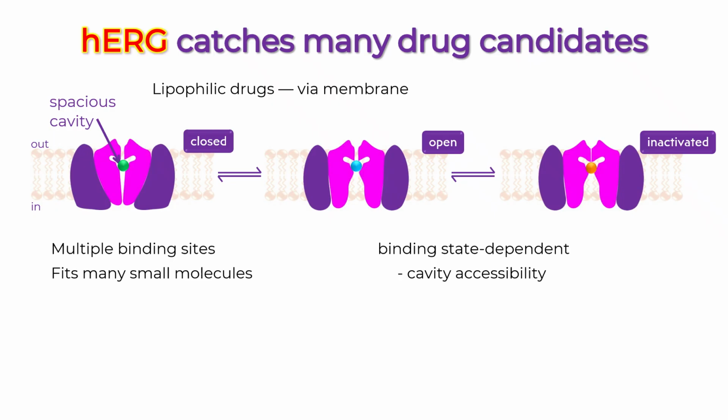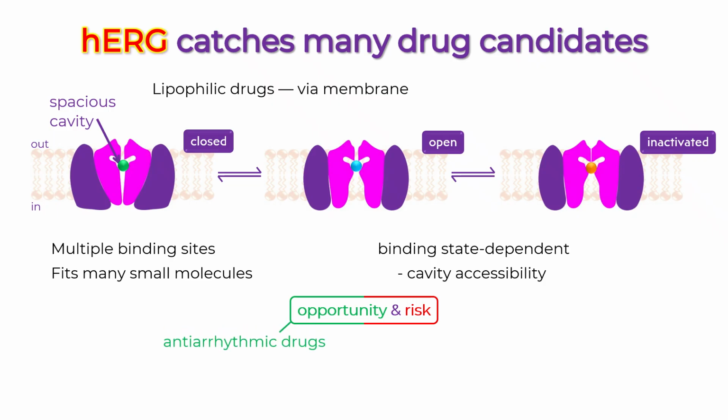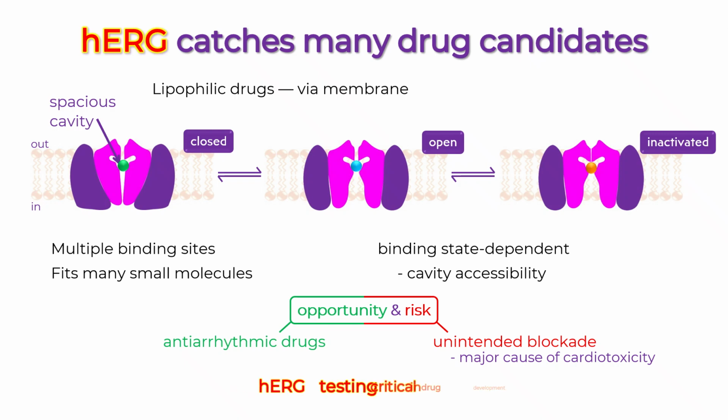This druggability creates both opportunity and risk. Intentional hERG block can contribute to class 3 antiarrhythmic action, as with dofetilide or sotalol. But the same permissive binding environment allows unintended block by compounds developed for entirely different targets. That is why hERG testing is critical in drug development. It helps teams recognise a cardiac safety liability early enough to guide chemistry, experimental design, and development decisions.